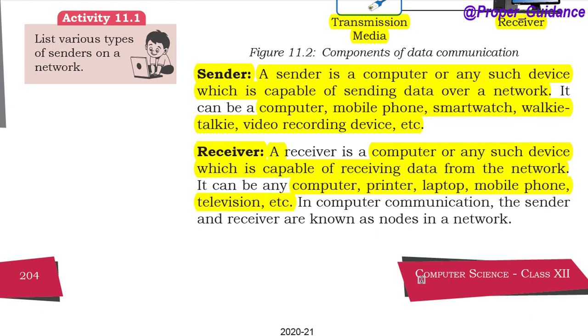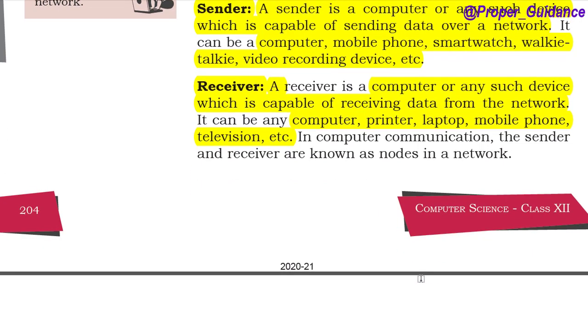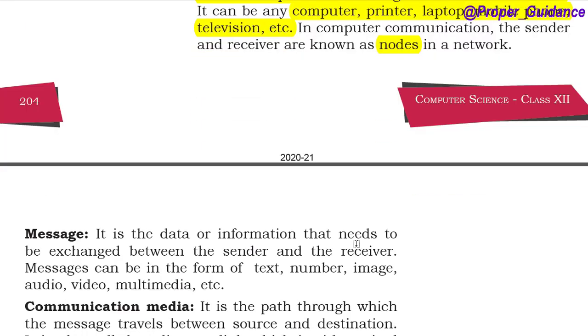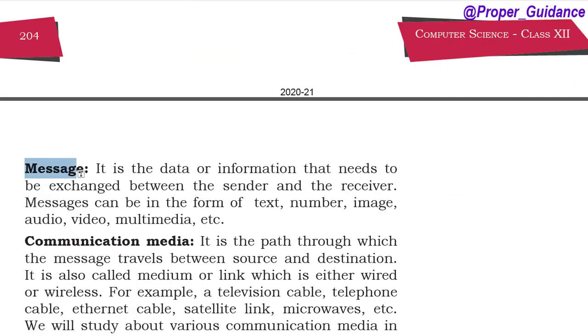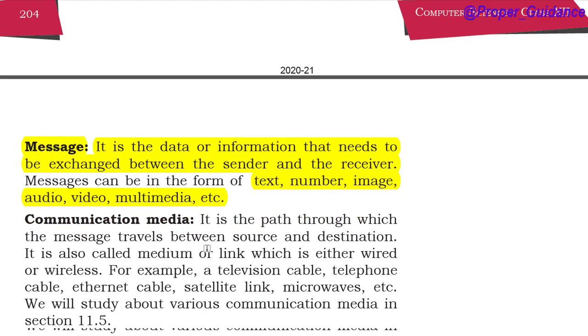In computer communication, the sender and receiver are known as nodes. They are also known as nodes in a network. Message. What is a message? It is the data or information that needs to be exchanged between the sender and the receiver. Messages can be in the form of text, number, image, audio, video and multimedia, etc.